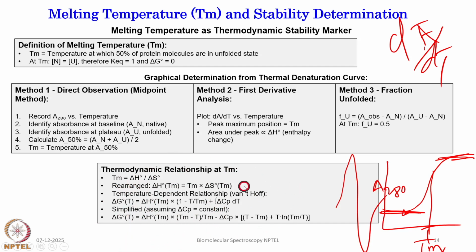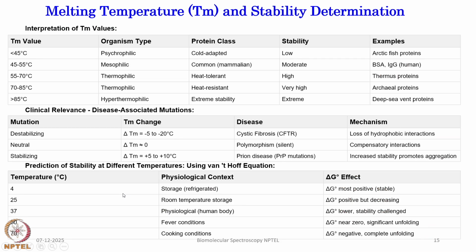All these thermodynamics calculations can be discussed in a separate thermodynamics course. At any temperature, the free energy will be equal to the enthalpy at Tm multiplied by Tm minus T divided by Tm, minus delta Cp, that is the heat capacity, and then you can calculate it. So, with some thermodynamics jugglery you can find the stability of a protein at any temperature, right.